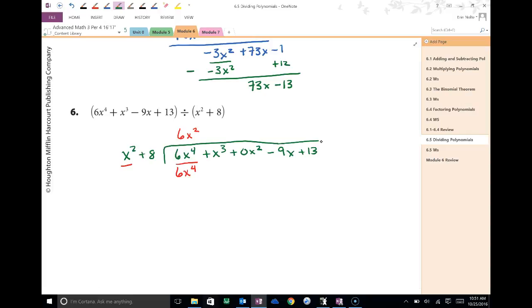I think it's important to keep it sequential and everything lined up, because if you don't line things up, you're probably going to make mistakes.